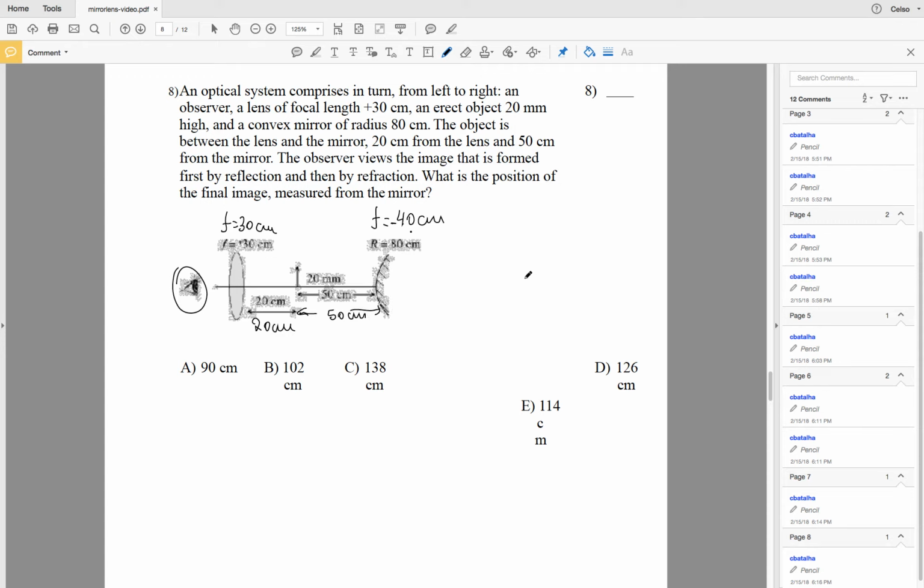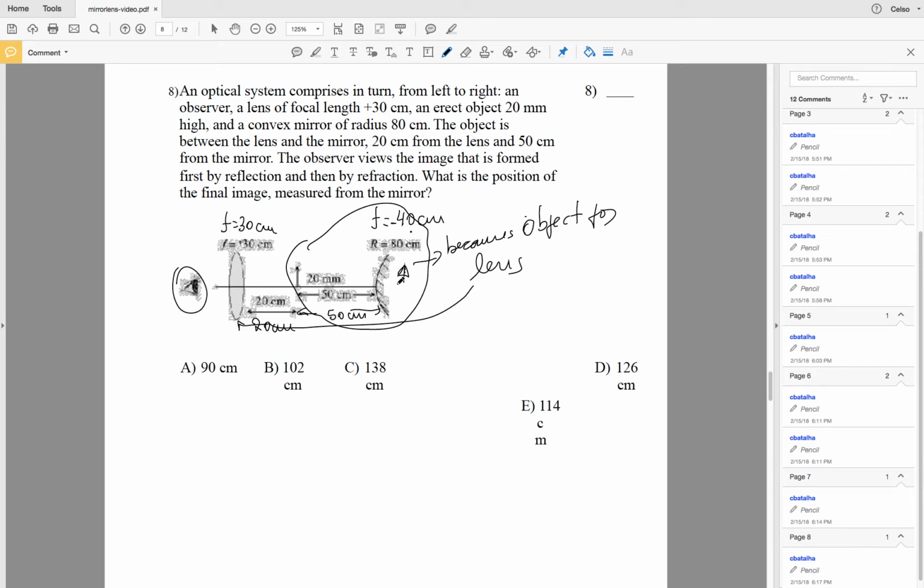from the mirror. The observer views the image that is formed first by reflection. So the image goes first by reflection in the mirror and then by refraction. So basically, the first thing that happens is this system over here: the object and the convex mirror. And then you have an image. In a convex mirror, the image is always erect, but reduced, shrunk. This image becomes an object for the lens, for this lens over here. And then it's going to go through the lens and form another image.